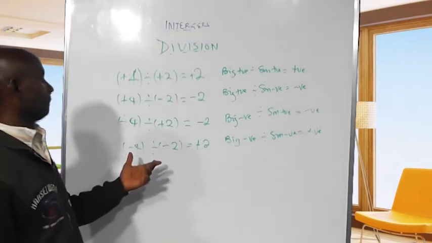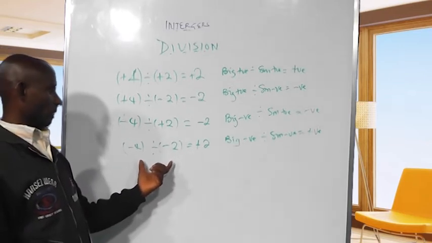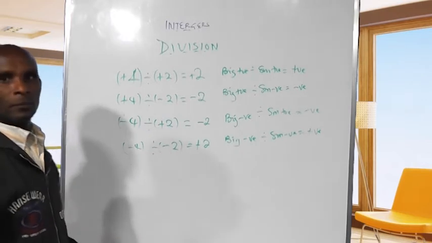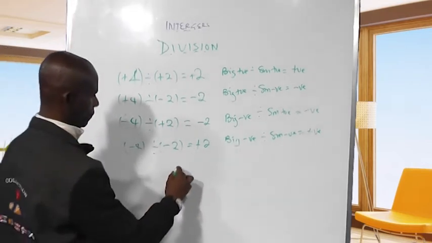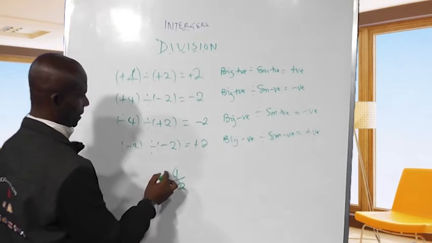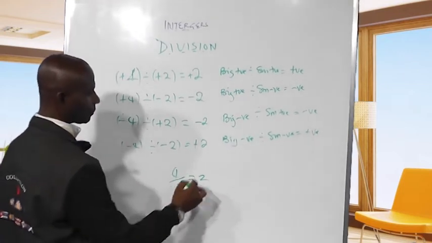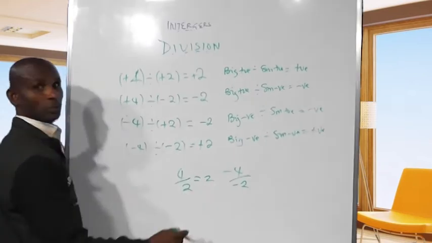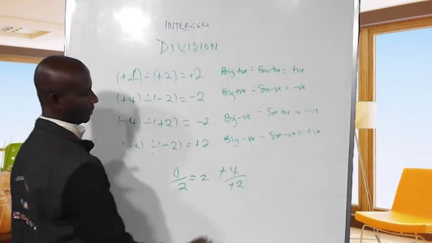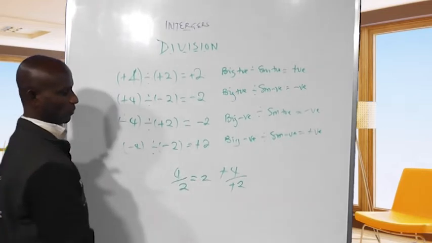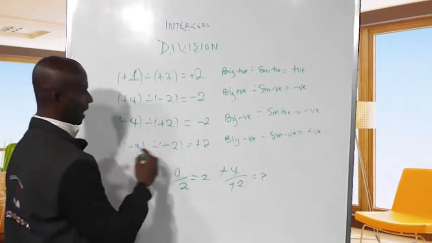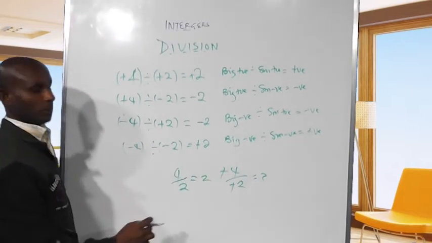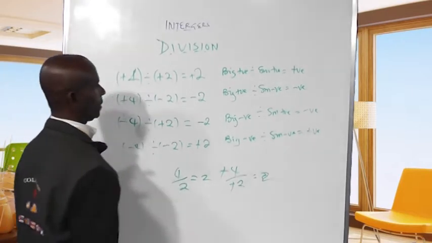Why do we have positive here when we are dividing by negative? It's simple. If you have 4 divided by 2, your answer is 2. If you have minus 4 divided by minus 2, in this case you discover that this minus cancels this minus, and you are left with 4 over 2, which is 2. That's how we got this positive here. This minus has cancelled this minus. That's how we got 2 here.